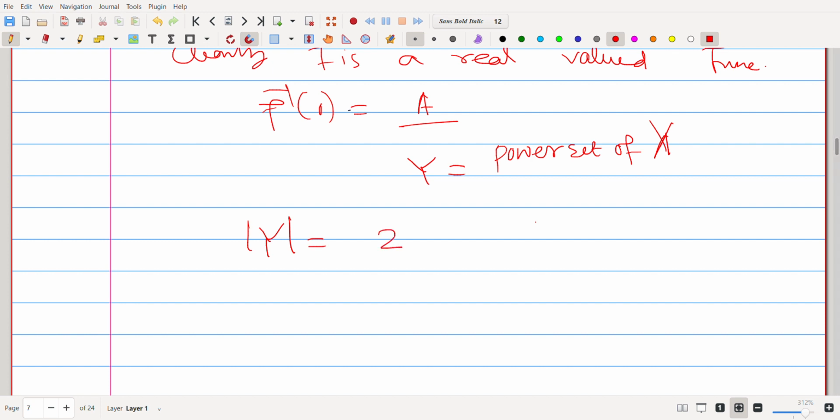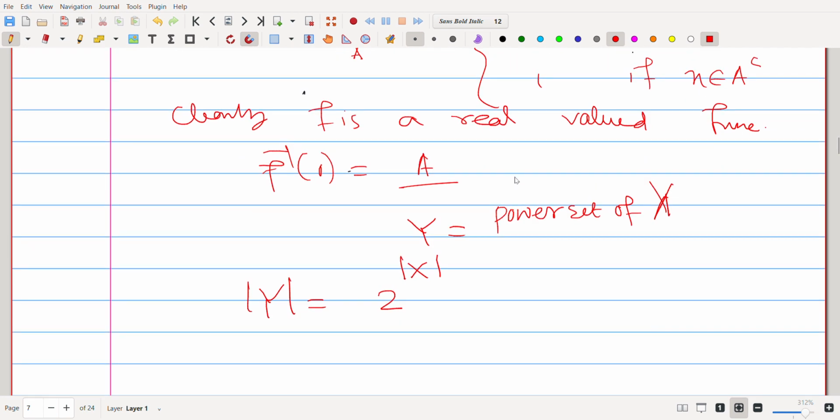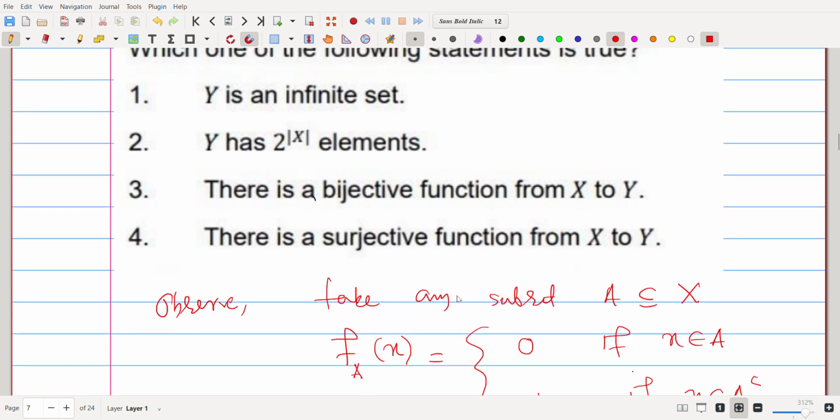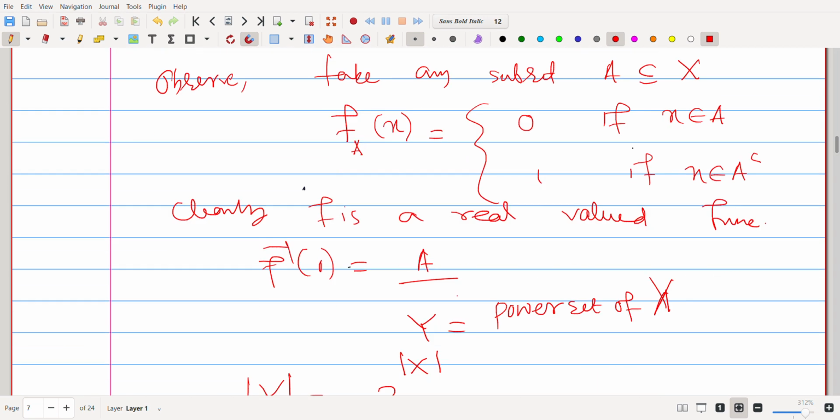So cardinality of Y is same as 2 power cardinality of X, because cardinality of power set of X is 2 power cardinality of X. Now X is finite, that means 2 power cardinality of X is also a finite number. So Y is infinite set, that is false. Y has 2 power cardinality of X elements, that is correct.